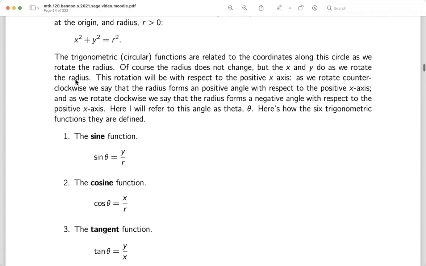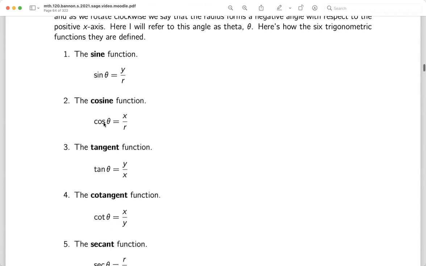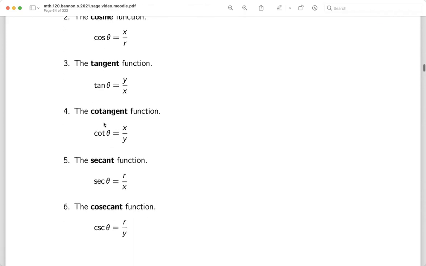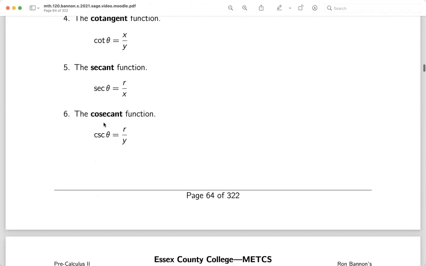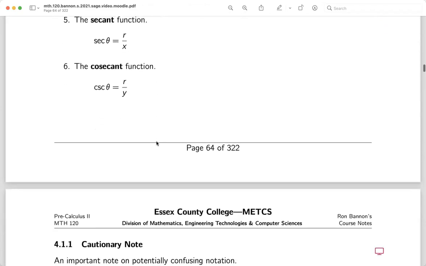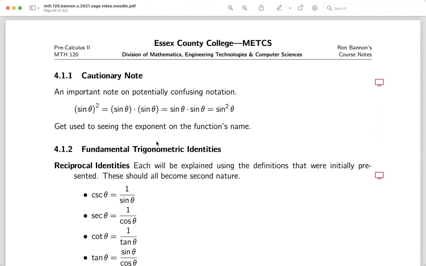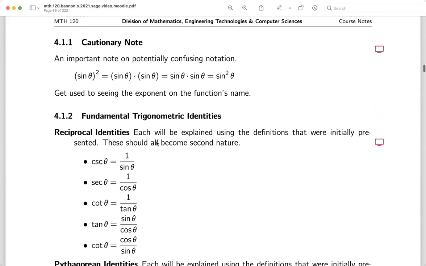Then we talk about the definition for the angle theta that's being rotated in standard position. We talked about the definition for the sine function, cosine function, tangent function, cotangent function, secant function, and cosecant function. Knowing these definitions is going to allow me to generate a bunch of very simple facts about these relationships, all right? And we'll go through that, all right?